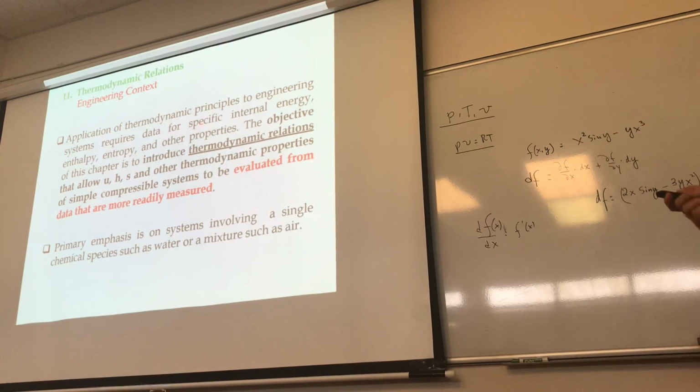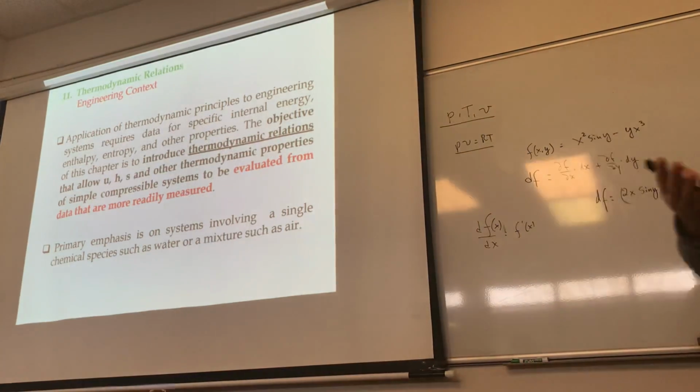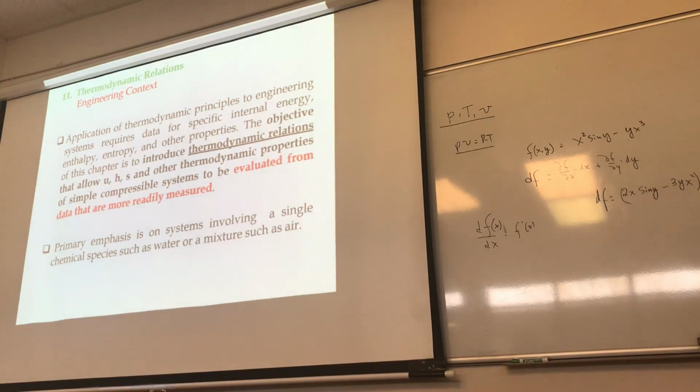So, again, as I indicated, applications of thermodynamic principles require data for specific internal energy, enthalpy, entropy, and other properties. Everything we have done so far has required us to look into tables to get properties of substances. Okay? So the objective of this chapter is to introduce what we call thermodynamic relations, because that's the title of this chapter, that allow internal energy, enthalpy, entropy, and other thermodynamic properties to be evaluated from data that are more readily measured. What is more readily measured?